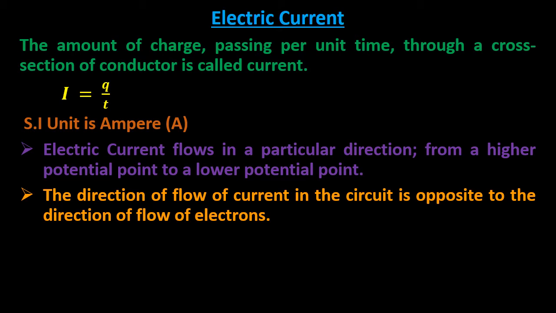But actually the electrons are of negative charge, so they travel from negative electrode of the battery to the positive electrode, which is against the direction of the flow of current. So the flow of current is from positive to negative, but the electrons travel from negative terminal of the battery to the positive terminal.